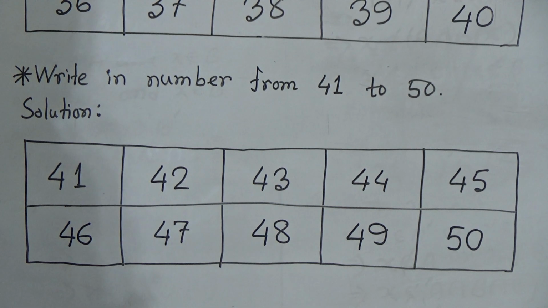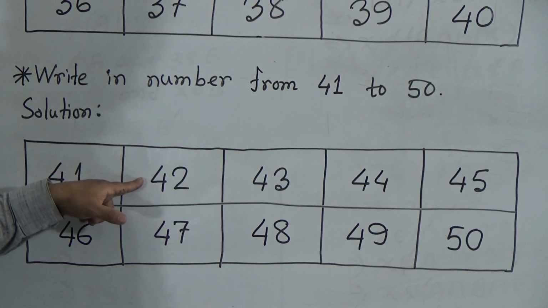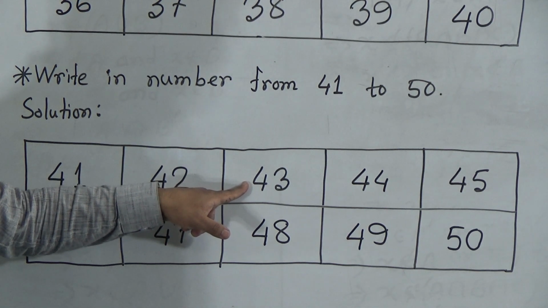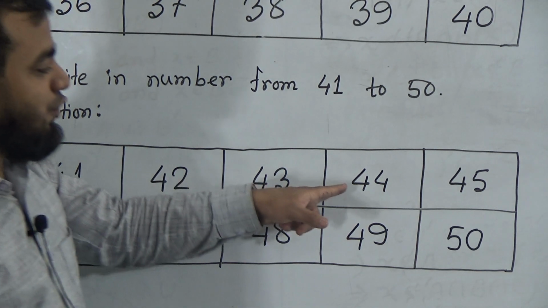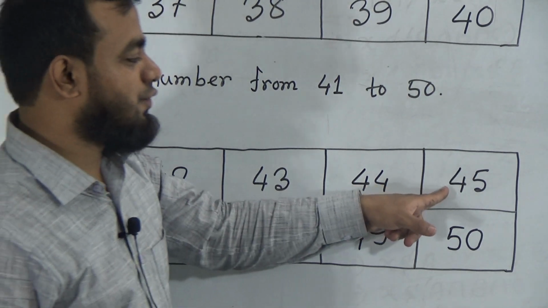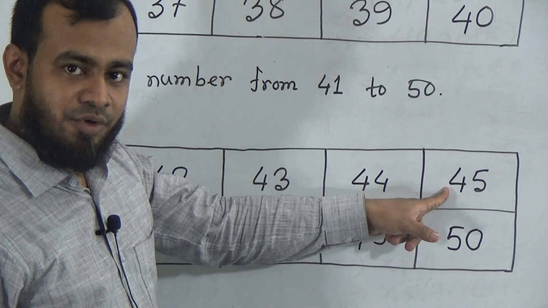Again, I am telling you the numbers from 41 to 50. Look very carefully. 4 and 1 makes the number 41. After 41, we have 42. 4 and 2 makes the number 42. Then 4 and 3 makes the number 43. After 43, the number that comes is 44. 4 and 4 makes the number 44. After 44, the number that comes is 45. 4 and 5 makes the number 45.